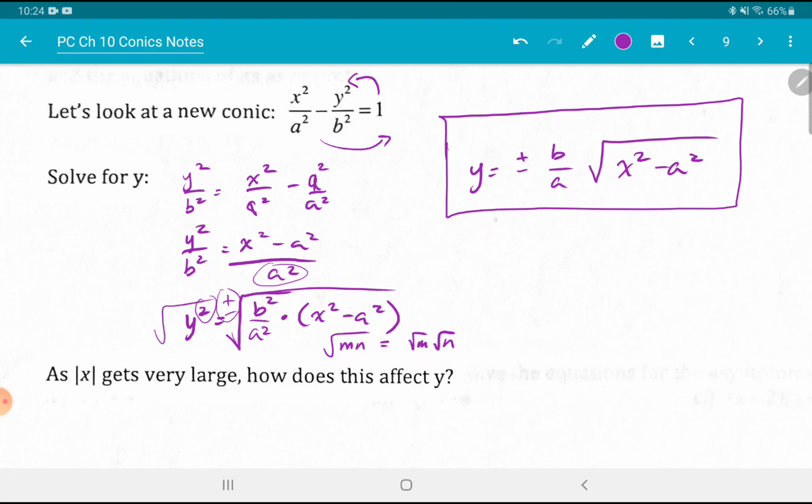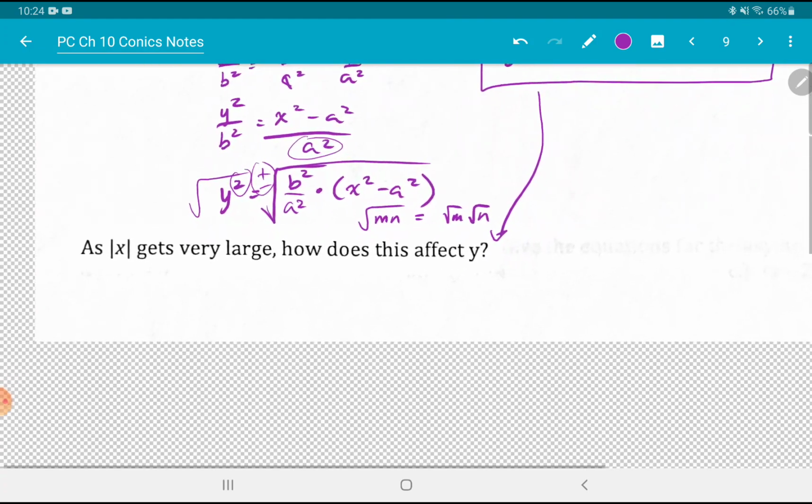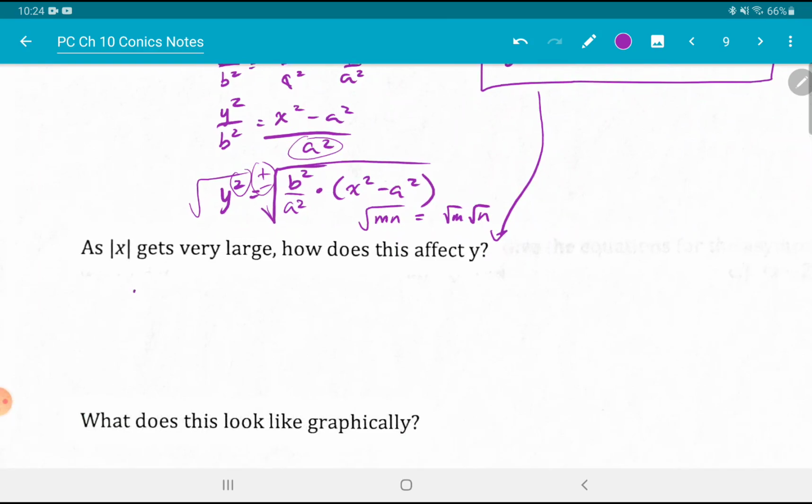Let's take a look at that equation. As the absolute value of x gets very large, how does this affect the y value? So let's rewrite our equation. y is equal to plus minus b over a square root x squared minus a squared. So x is getting very, very large. This number here is getting bigger and bigger and bigger. How does it affect y?